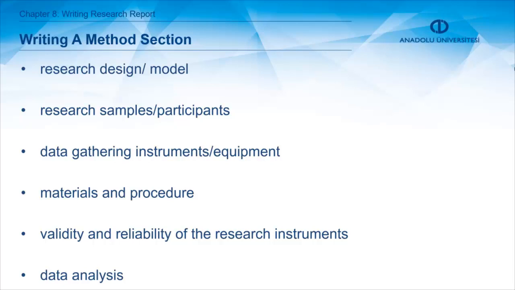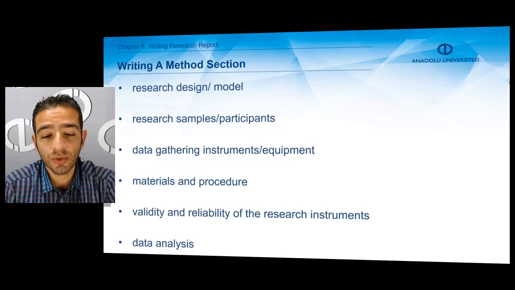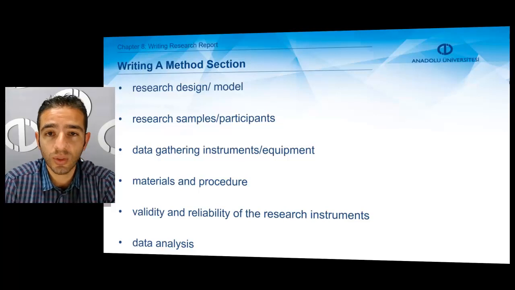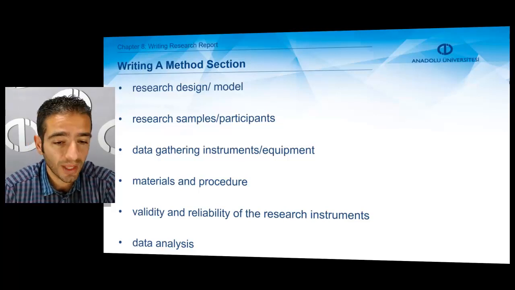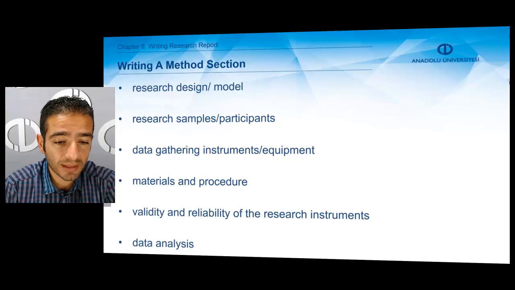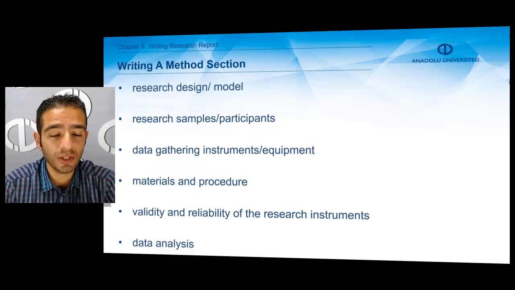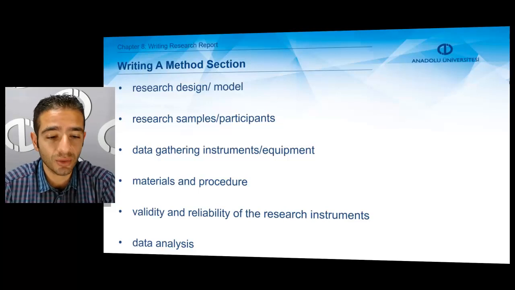Secondly, you need to describe your sampling strategies, and you need to give some information about your participants under the title of participants. Thirdly, you need to mention about your research instruments. If you are using a questionnaire or test, you need to talk about psychometric properties and the items of these instruments. If you are using some interviews for the qualitative data, you need to mention which questions you are using in these interviews. And in the fourth part, materials and procedure, you need to write about your data collection process, how you collected your data.